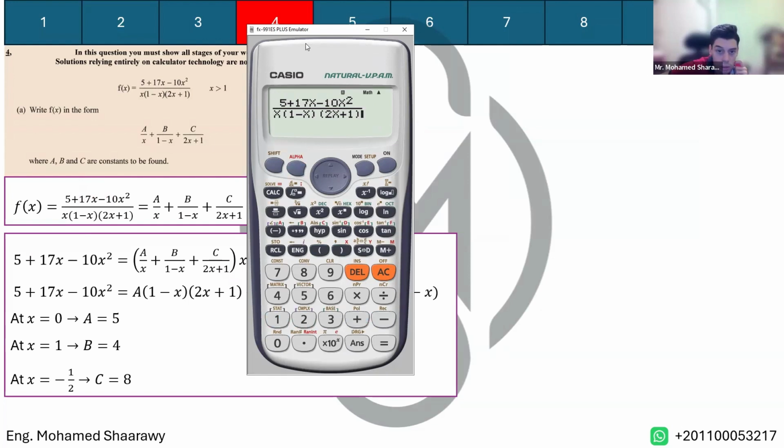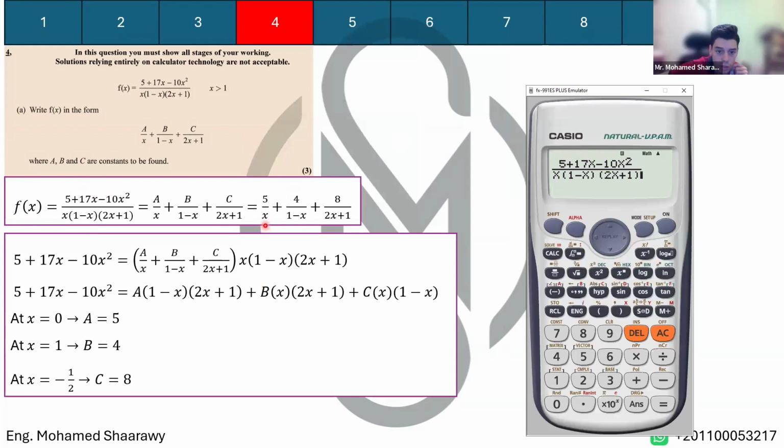Okay, in order to check all of these constants, for example, let's take a. What is the denominator of a? It's x, right? So let's hide x first. And then substitute x with 0. Okay, it will give me 5. So a is 5.